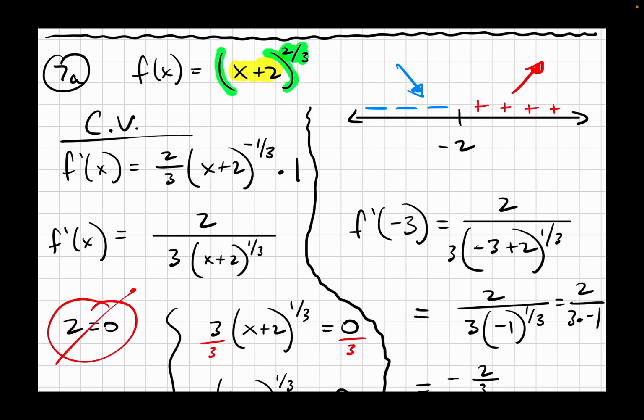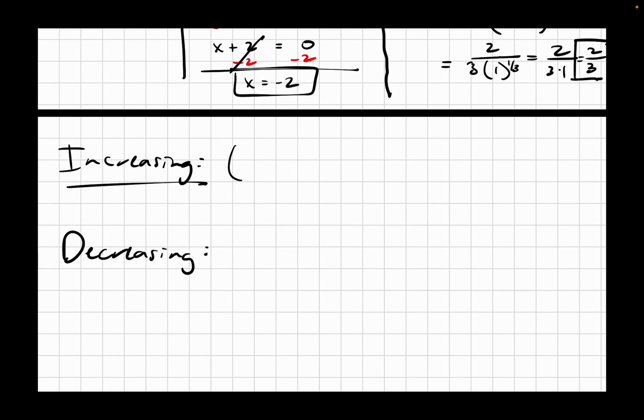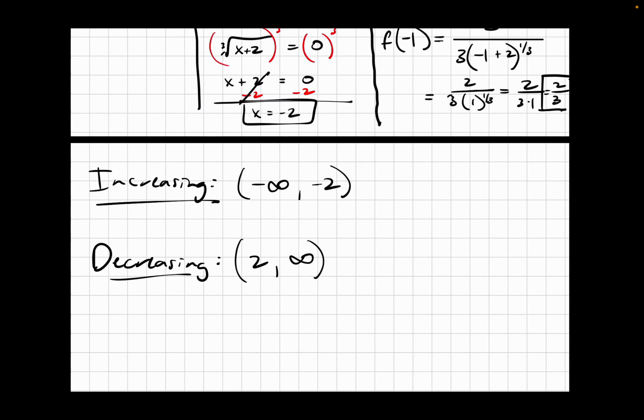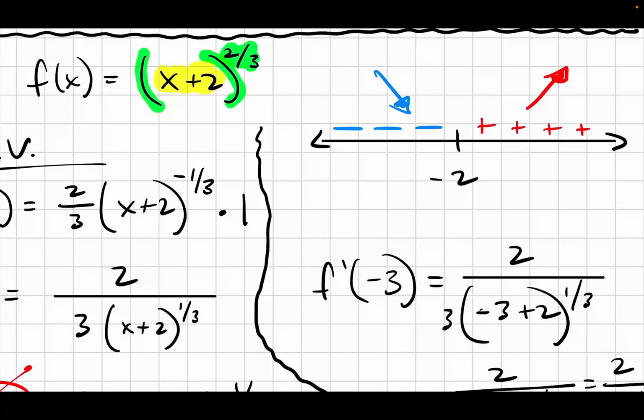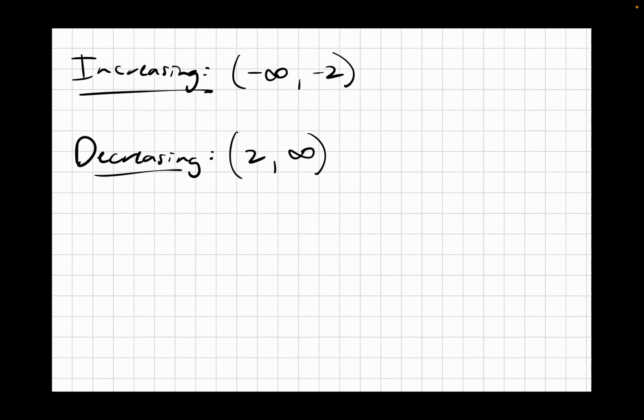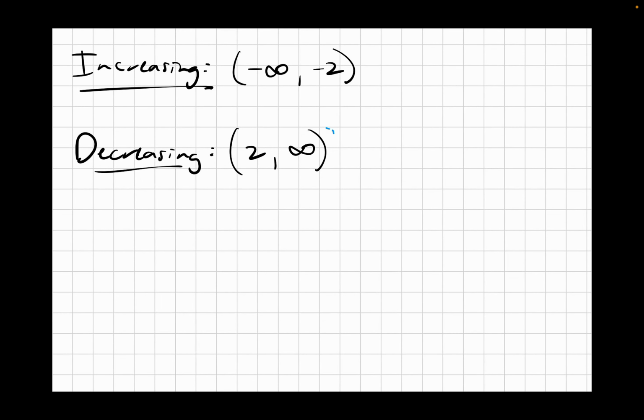Because that keeps going and going and going. Okay? So we're going to get negative infinity to negative 2, and negative 2 to positive infinity. Because everywhere before negative 2, it's decreasing. Well, where does it stop? It goes all the way to negative infinity because that's the left. Positive infinity is to the right. Okay? That's that. Now we've got to go with relative maximum and relative minimum.